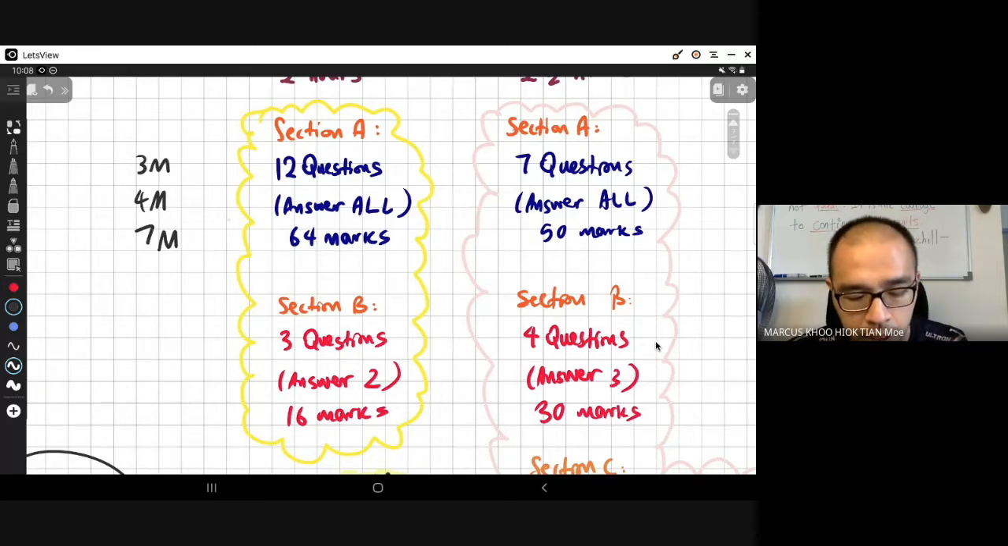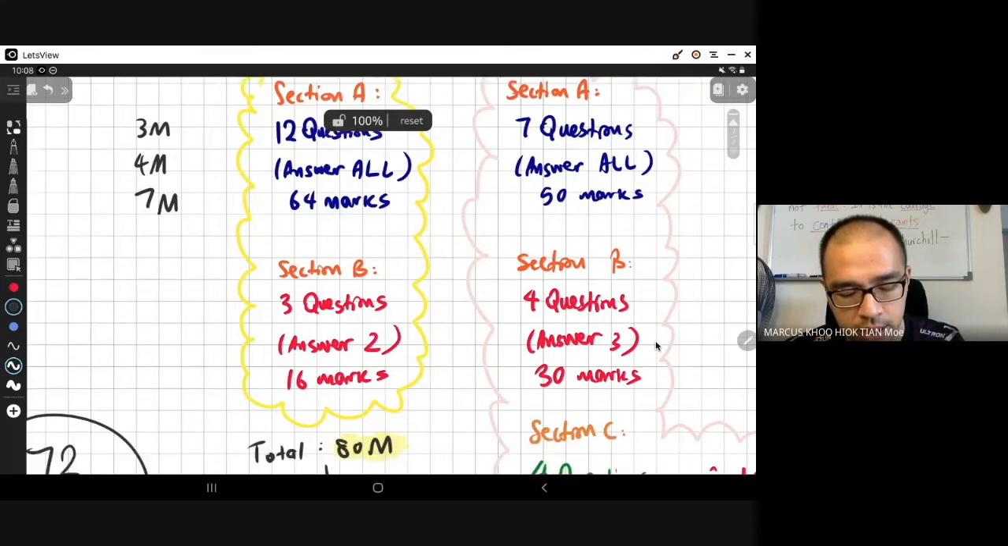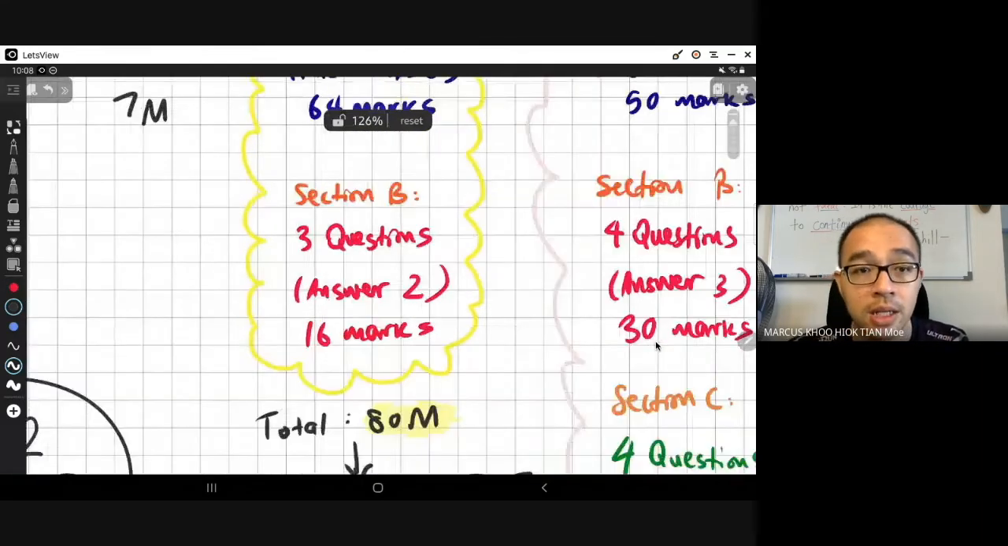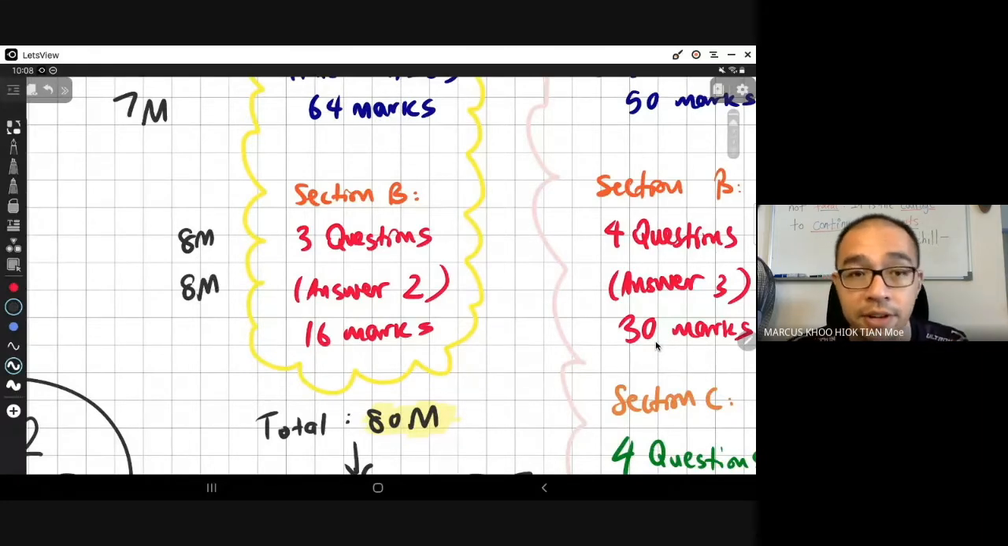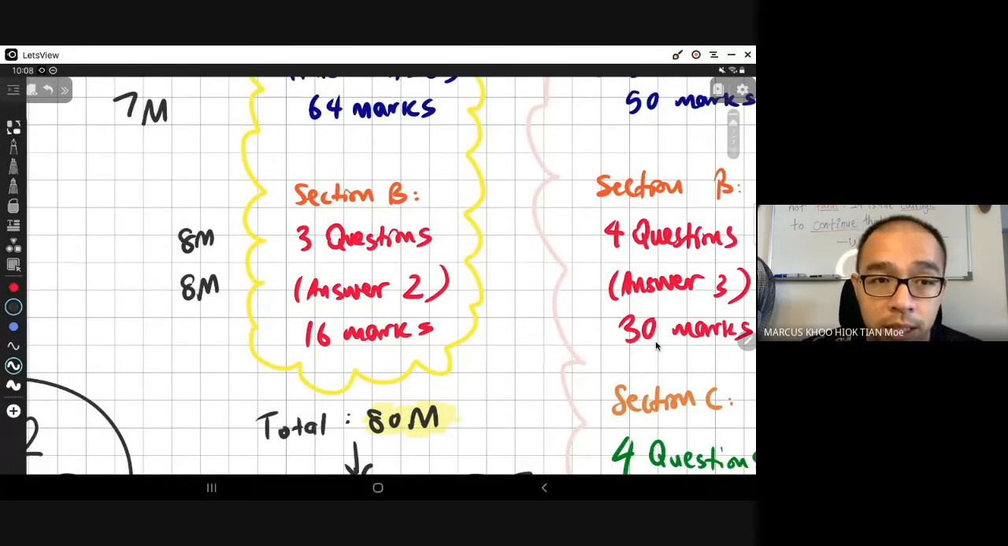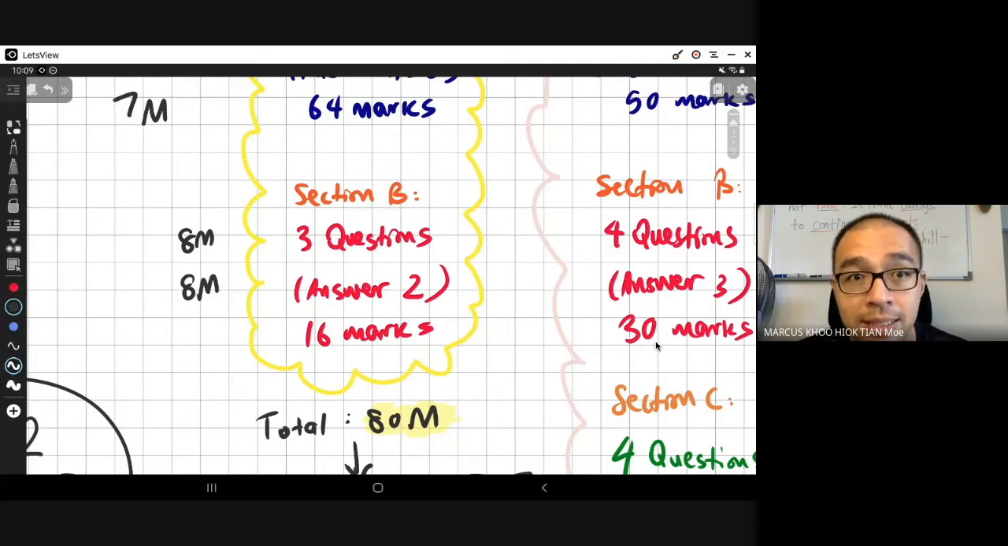Now in section B, there are 3 questions, but you're only required to answer 2. Each question is 8 marks. This one is definite. So section B, there are 3 questions. You only have to answer 2, and each of them is 8 marks. A common question that I get is, can I answer all 3 in section B? Yes, you can answer all 3 in section B, but we will only take the 2 best answers.